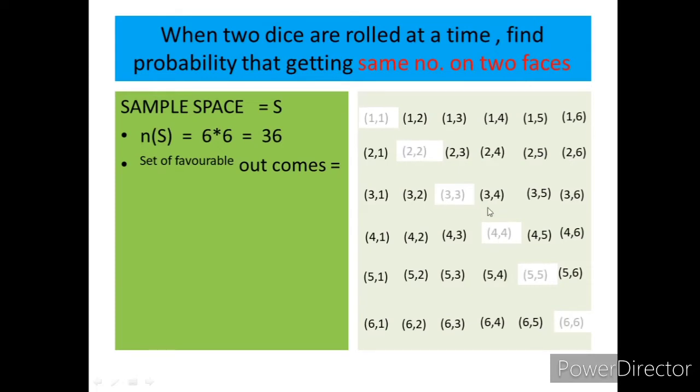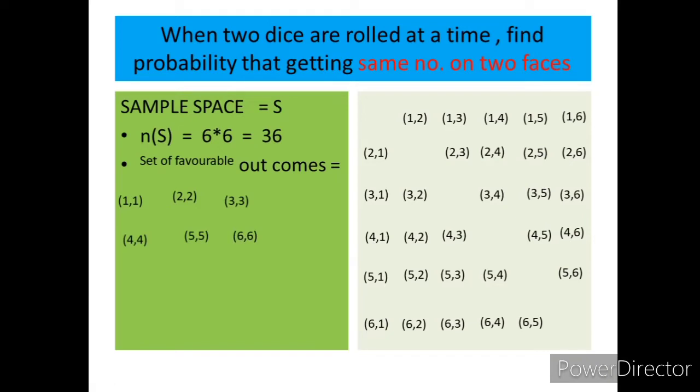Other than this diagonal, can you find the same numbers anywhere here or here? You observe all these things. No, not getting the same number. Therefore, finally, these are our required outcomes. Therefore, you have to keep all these outcomes here. See here, 5,5 and 6,6 is the last one.